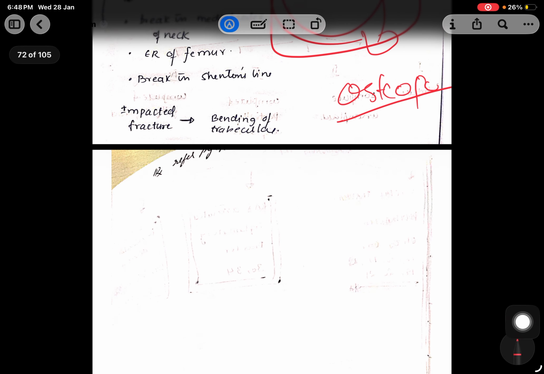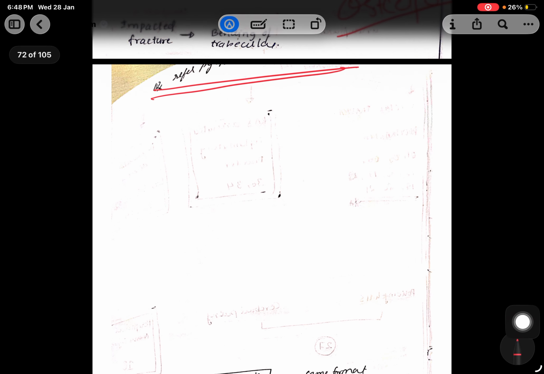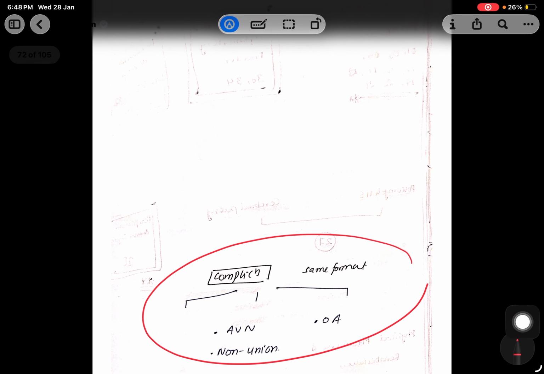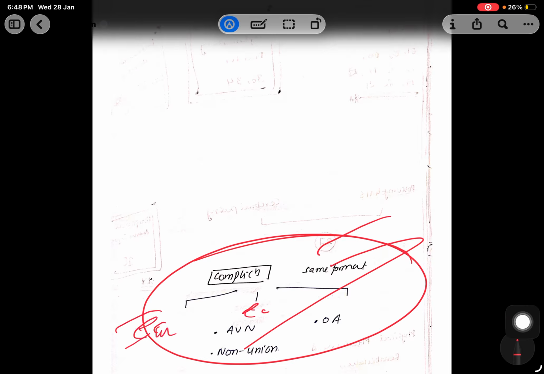Again, for the management of neck of femur fracture, you can refer to Maheshwari, though they have not asked it many times, so I have not mentioned it here, but it's an important thing. While writing the complications, use the same format: immediate, early, and late. I have written only specific things for neck of femur fracture, for example, AVN, non-union, or osteoarthritis.